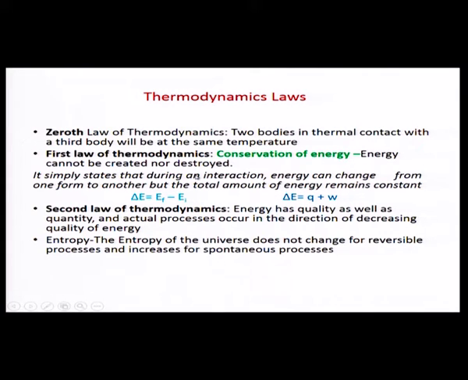So this is the thermodynamics first law statement, and these are the corresponding equations. When we come to the second law of thermodynamics, here again there are two concepts: one is energy, the other is entropy of the thermodynamic system. The energy has quality as well as quantity, and the actual processes occur in the direction of decreasing quality of the energy. So this is the second law of thermodynamics statement.